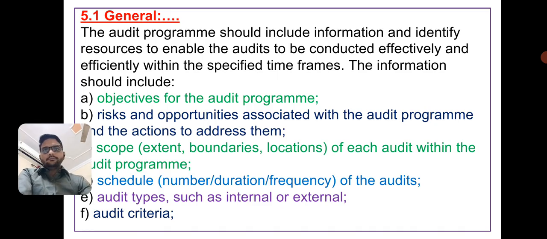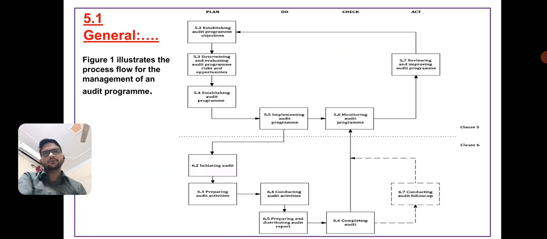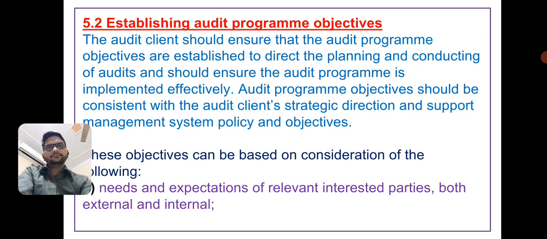This is some of the information required for the audit program: the objectives of the audit program, risk and opportunity, scopes and schedules, audit types, internal or external, audit criteria, audit methods to be employed, criteria for selecting audit team members, and relevant documented information. Next is the flow chart for managing an audit program.